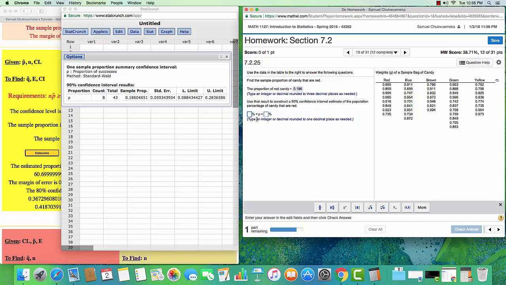So, this is in decimal, but they want the answer in percentage, rounded to 1 decimal place. So 8.8% is the lower confidence limit. And 28.4% is the upper confidence limit. 28.4%. Okay.